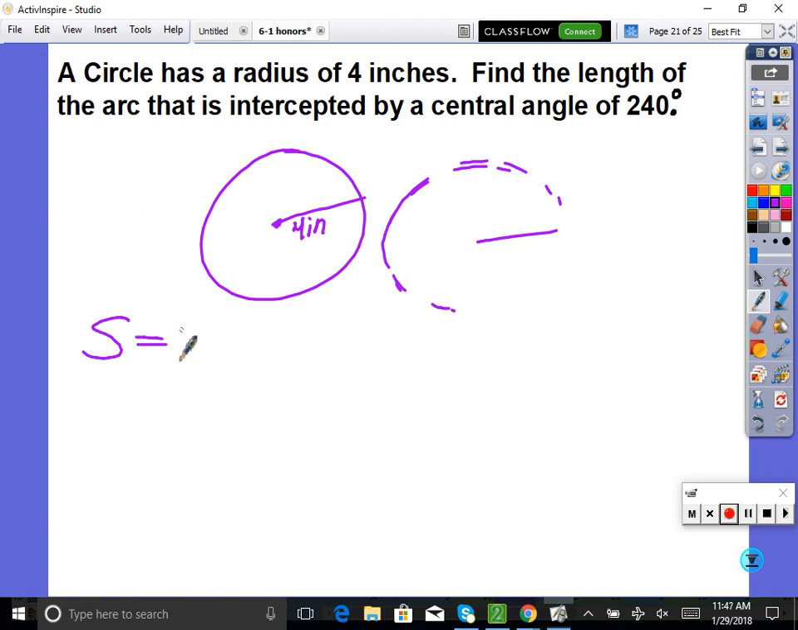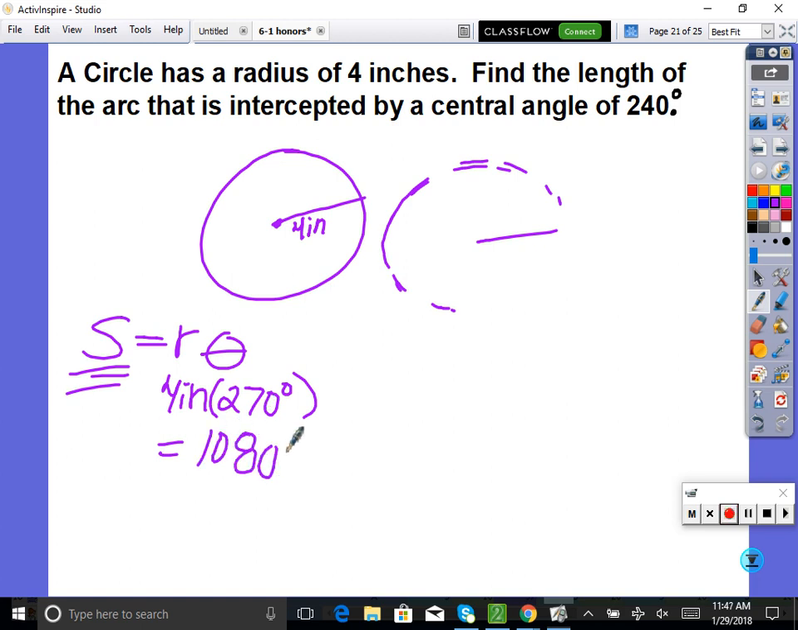Well, let's talk about this. So S is equal to radius times theta. The length of that arc will be the radius, which is 4 inches, times the angle theta, which is 270 degrees. How many inches of string? So you would do 4 times 270, which is 1080 inches worth of string. Now that's not useful. So then you would convert that to radians. What did I say? Oh, I did 270 on accident. 240.